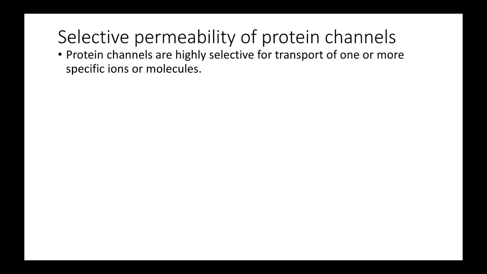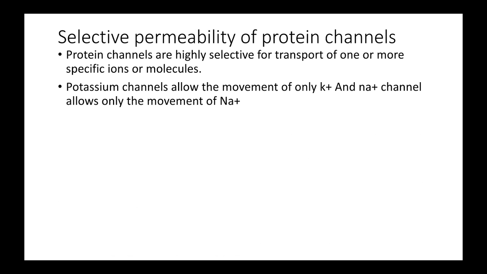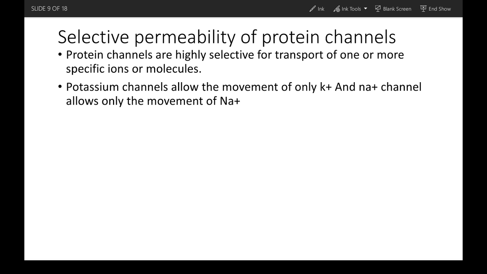Selective permeability of protein channels. Protein channels are highly selective for transport of one or more specific ions or molecules. Potassium channels allow the movement of only potassium ions, and sodium channels allow only the movement of sodium ions.